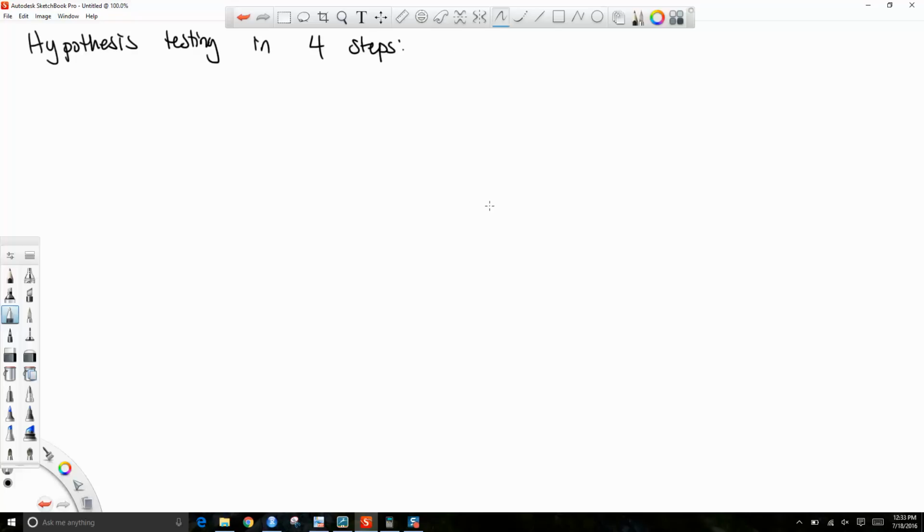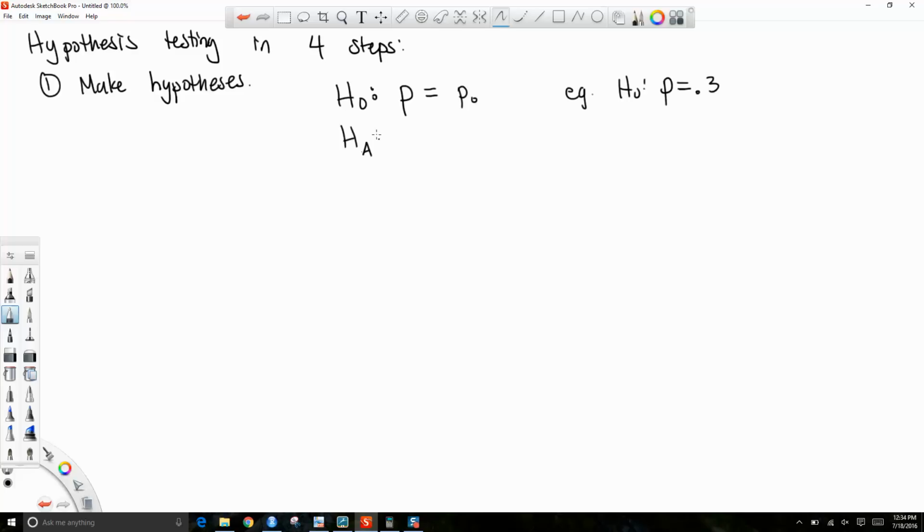Okay. So number 1 is make your hypotheses. Our null hypothesis is that P is equal to some number, and I'm going to call that number P0. So maybe you're expecting the proportion to be 0.3, okay? And then the alternative is P is not equal to P0, or P is greater than P0, or P is less than P0, okay?